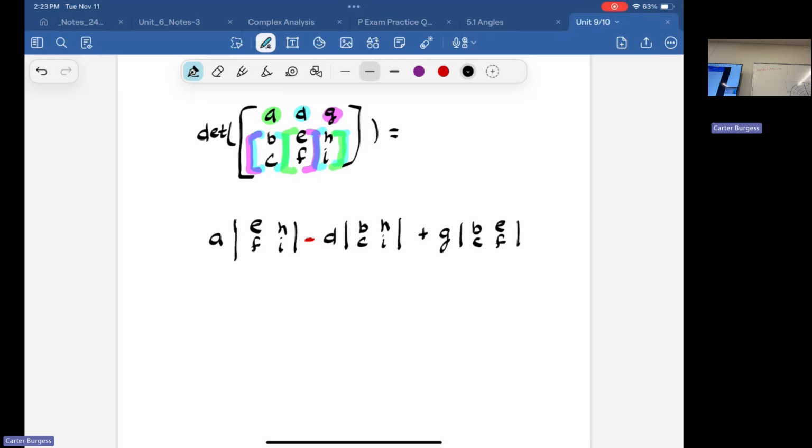We probably won't do anything. I might make you do the setup for a 4 by 4, but I probably wouldn't. Try the final example here. Find the determinant for 1, 1, 1, negative 3, 1, negative 2, 7, 1.